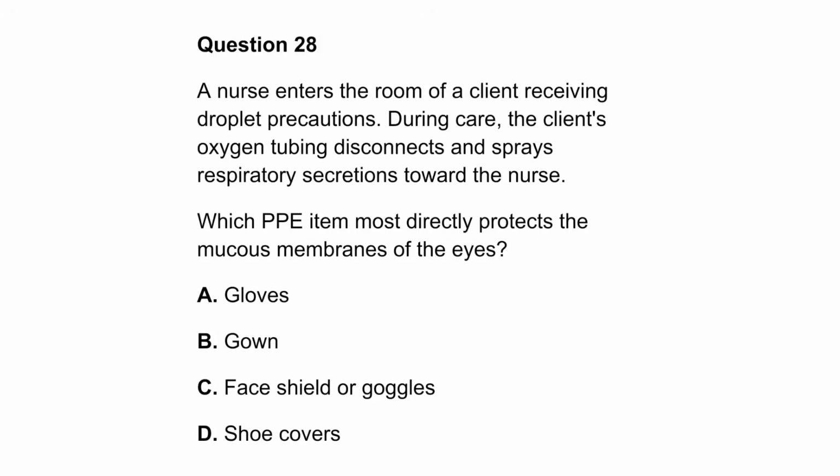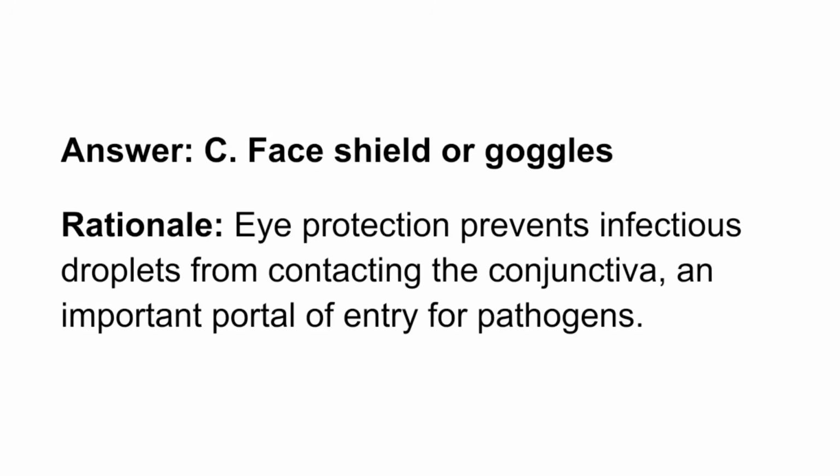Question 28. A nurse enters the room of a client receiving droplet precautions. During care, the client's oxygen tubing disconnects and sprays respiratory secretions toward the nurse. Which PPE item most directly protects the mucous membranes of the eyes? A. Gloves. B. Gown. C. Face shield or goggles. D. Shoe covers. Answer: C. Face shield or goggles.